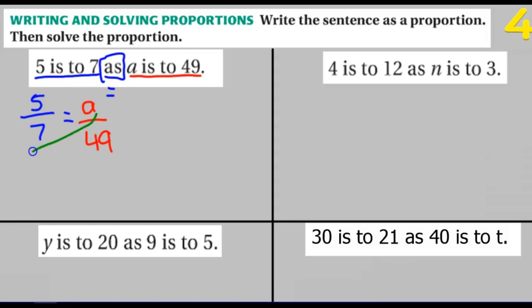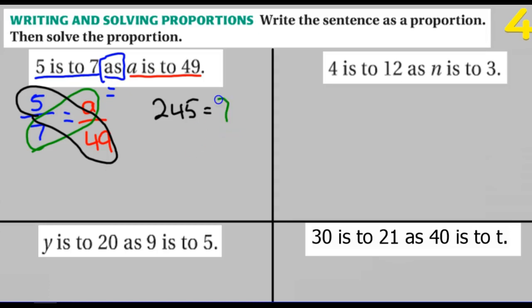Then we have to solve it. So we're going to cross multiply, just like we've been doing. Five times 49 equals 245. And 7 times A gives us 7A. Divide by 7. A equals 245 divided by 7, which gives us 35.